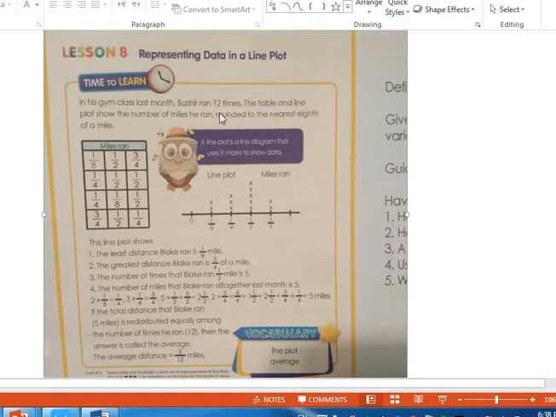The table and the line plot show the number of miles he ran. Round to the nearest eighth of a mile. So here it's very easy to know how many eighths, 1/8, in the table. Let's search for them. Here I have for 1/8, that eighth, 1 and 2. It appears 2 times. Okay, so here in the line plot I put 2 x's. Why? Because they appeared here 2 times.